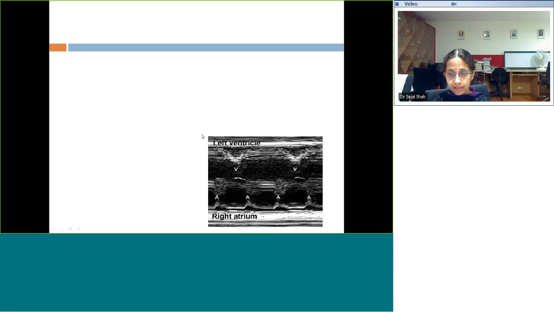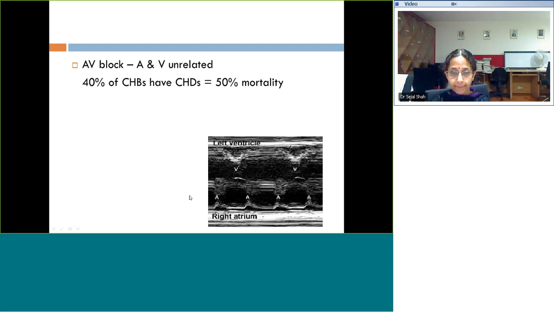Now, if we see this M mode, we can see here the atrial activity, but the ventricular activity is much lesser. Do we have atrioventricular coordination? Maybe not, maybe once in 2 beats. So the atrial and ventricular, here atrial and ventricular, and here atrial and no ventricular. So it is basically atrioventricular block. It could be either every second beat or it could be just completely unrelated. So these are either 2:1 or complete heart blocks.